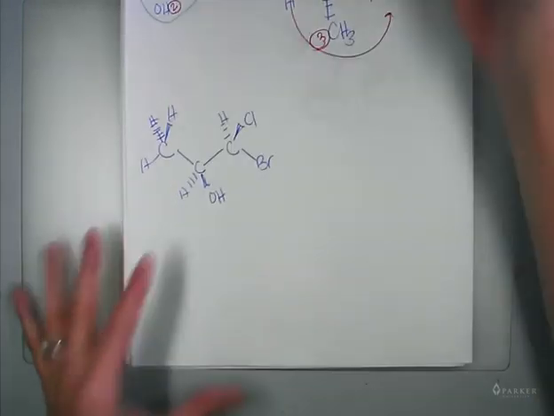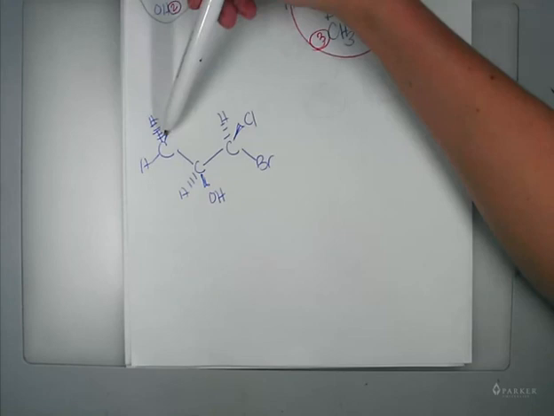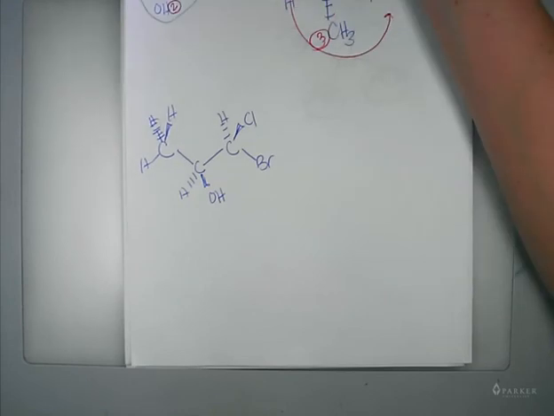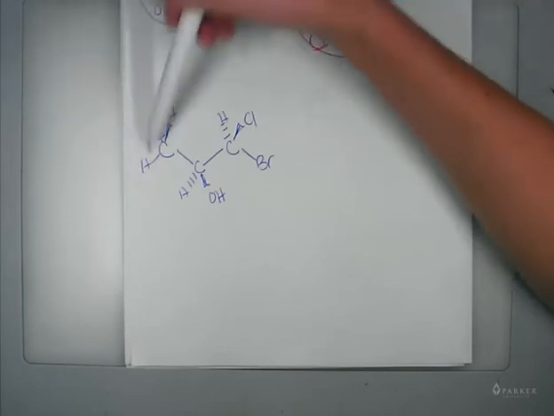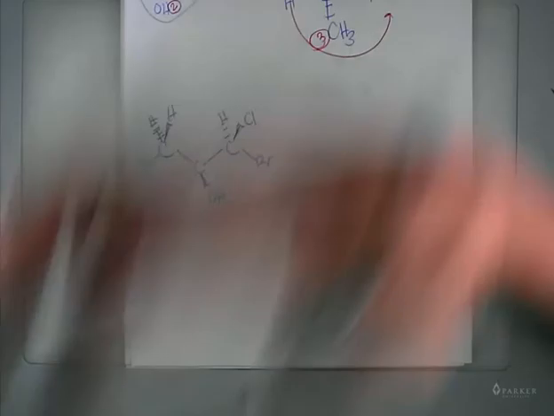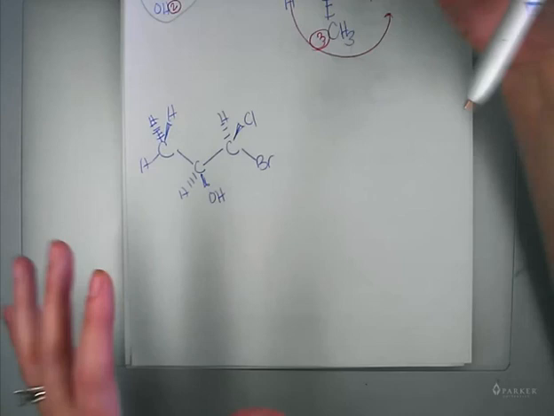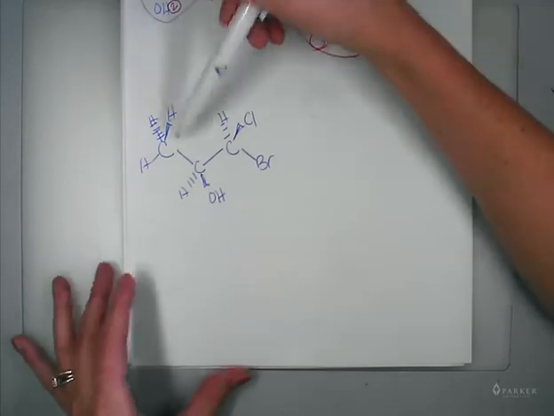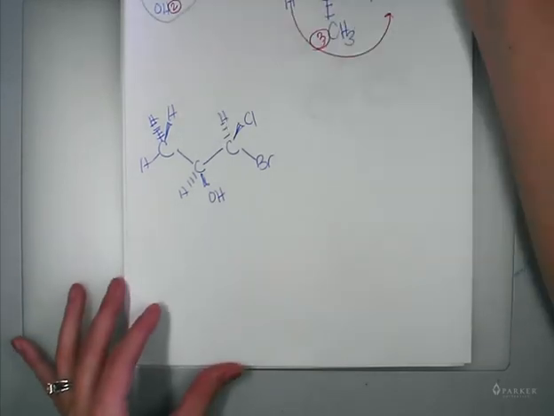Okay, so let's look at this one. This carbon here shows wedges and dashes. Is it a chiral center? No. Why? There's not 4 different groups coming off there. Do you see there's 3 hydrogens? You have to have 4 different things coming off of there. So let's look at the next one.